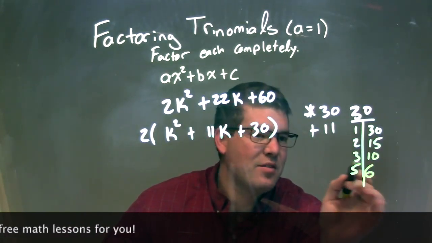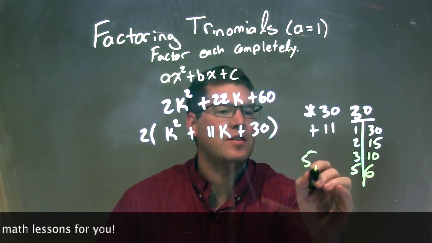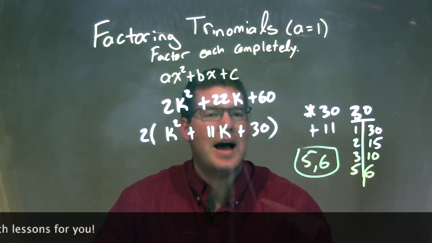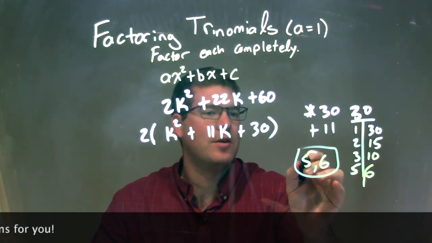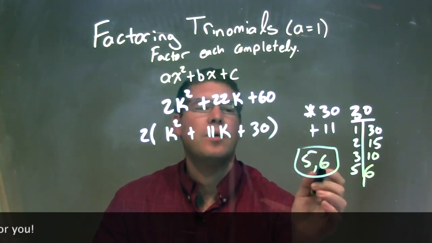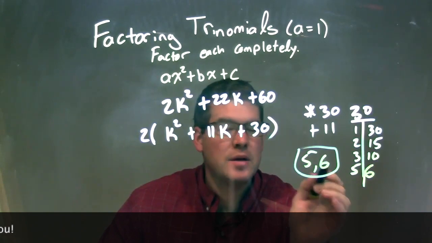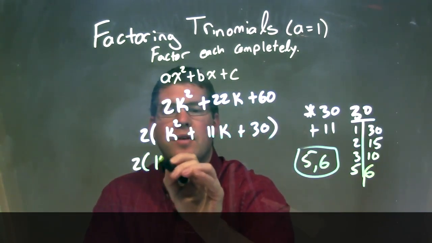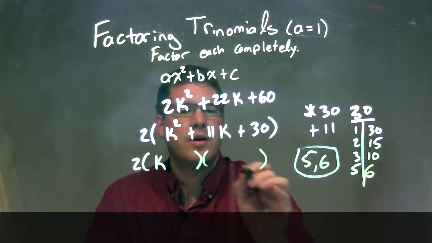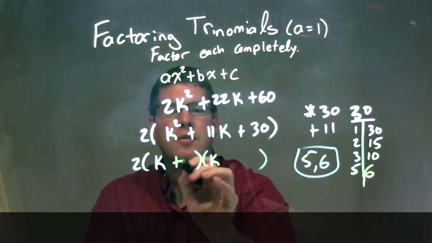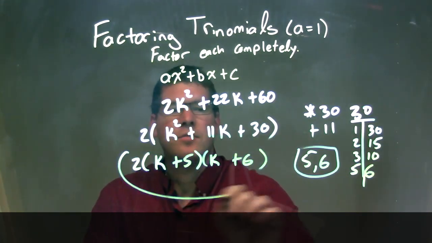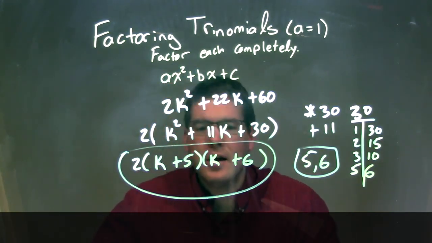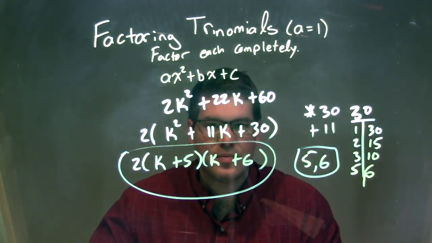This one's easy to see as the 5 and 6. So my 5 and 6 here are the two numbers that add to be 11. All right, but 5 and 6 add to be 11. So when we factor this out, we have our k in two parentheses, right? We have a positive 5 and a positive 6, and there we go. We have our final answer of 2 times k plus 5 times k plus 6.